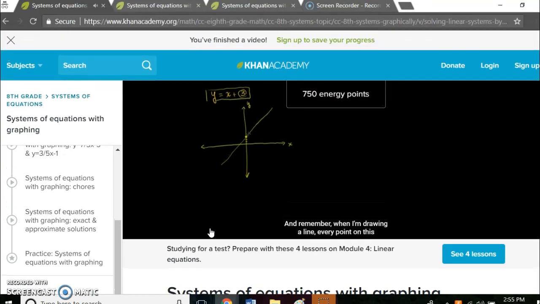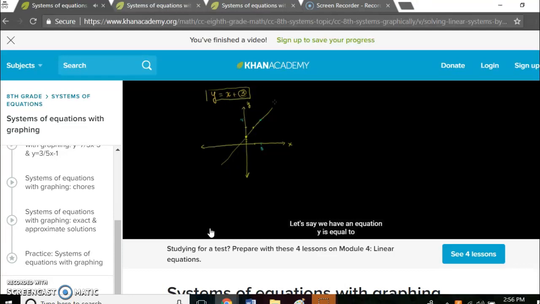When I'm drawing a line, every point on this line is a solution to this equation, or it represents a pair of x and y that satisfy this equation. So maybe you take x is equal to 5. When x is equal to 5, you go to the line and you're going to see that y is equal to 8 is a solution. It's going to sit on the line. So this represents the solution set to this equation, all of the coordinates that satisfy y is equal to x plus 3.